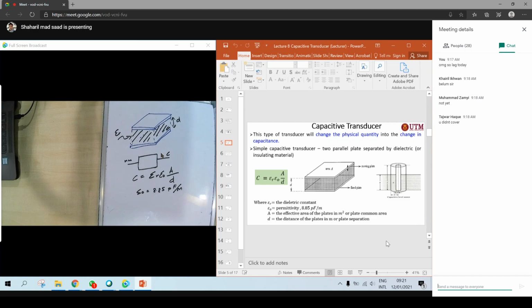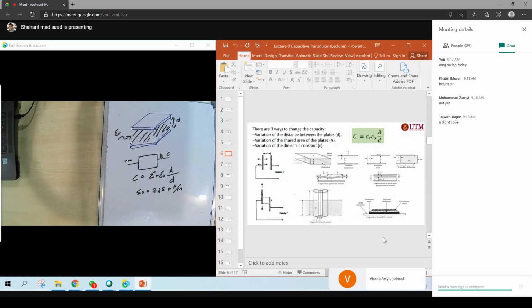So the applications of the capacitive transducer are a lot. It's like in your car, the sensor to measure the level of your petrol, right? So that's one use of the capacitive transducer.